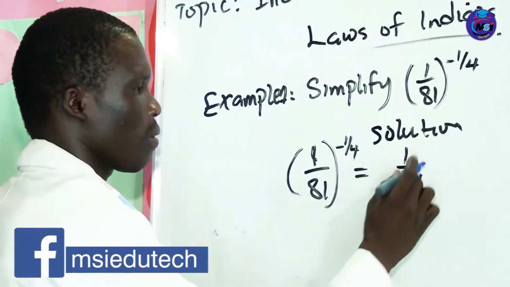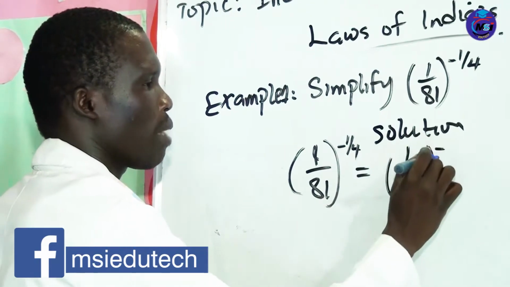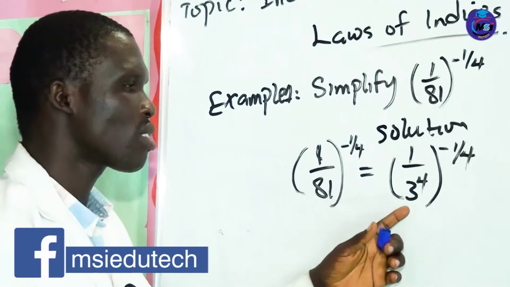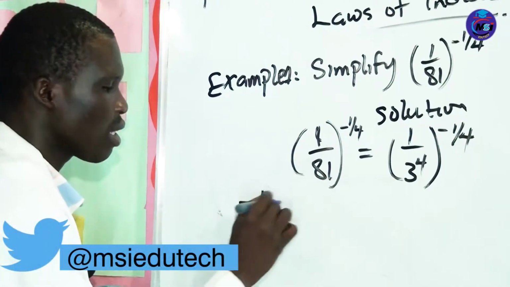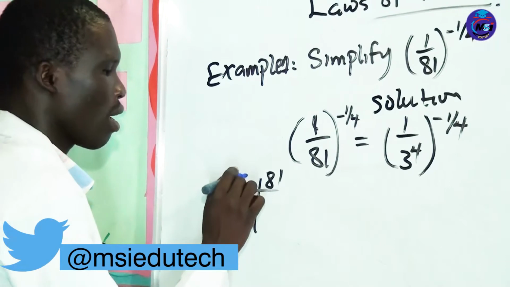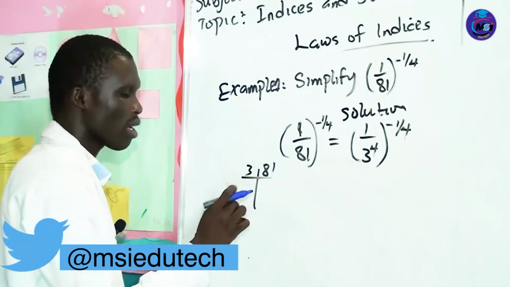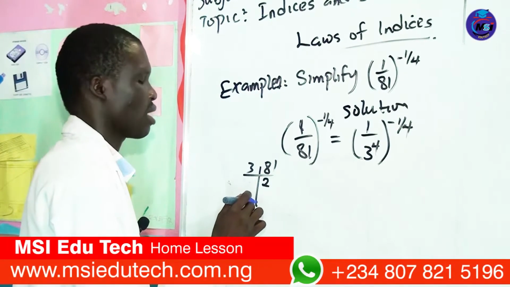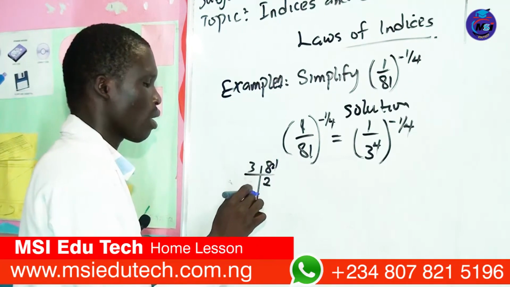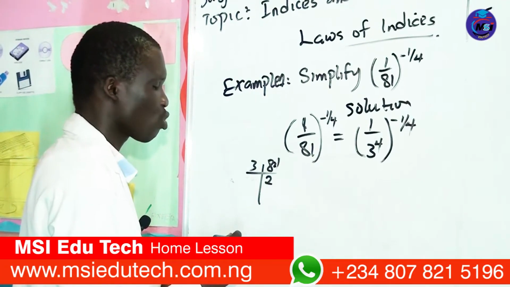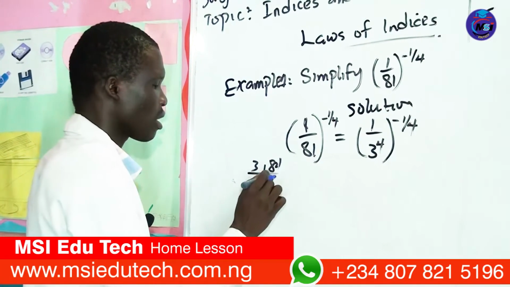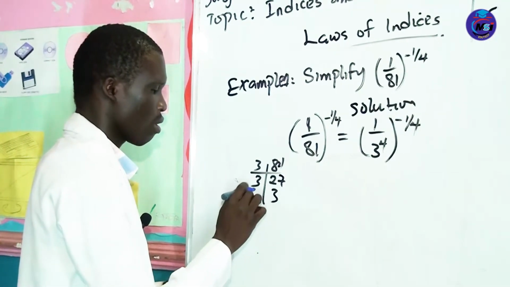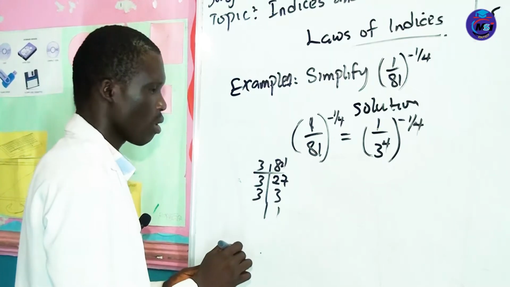minus 1 over 4. Okay, now let me explain to you how we get this 3 raised to power 4. If you have 81, you have 3. How many 3 can we get in 8? 3 times 2 is 6, remainder 2. How many 3 can we get in 21? That is 7. How many 3 can we get in 27? 3. 3 in 3, 1.